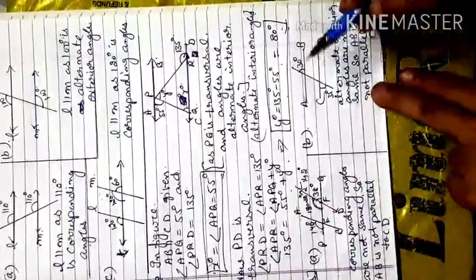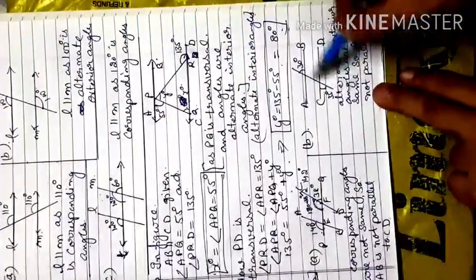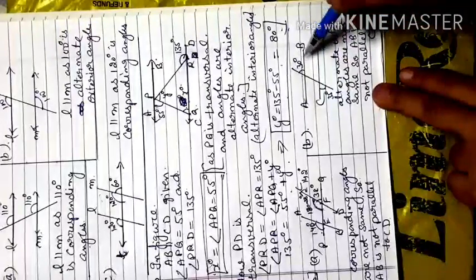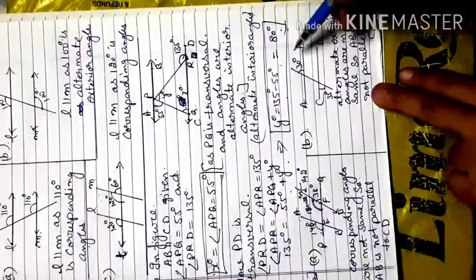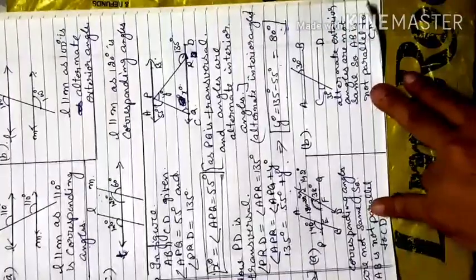And here also, in the second figure, the alternate exterior angles are not equal to each other. If alternate exterior angles are not equal to each other, that means AB is not parallel to CD.